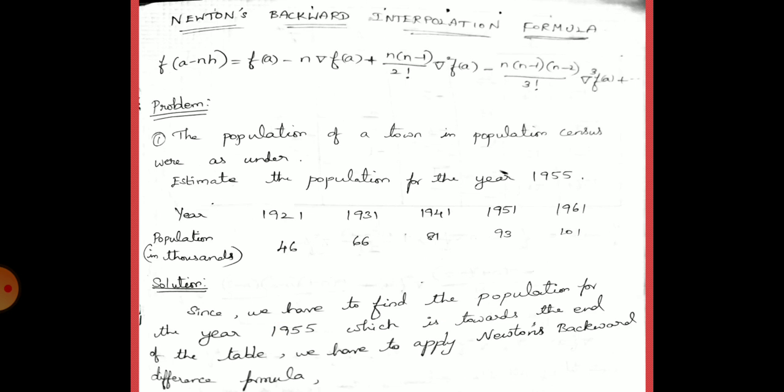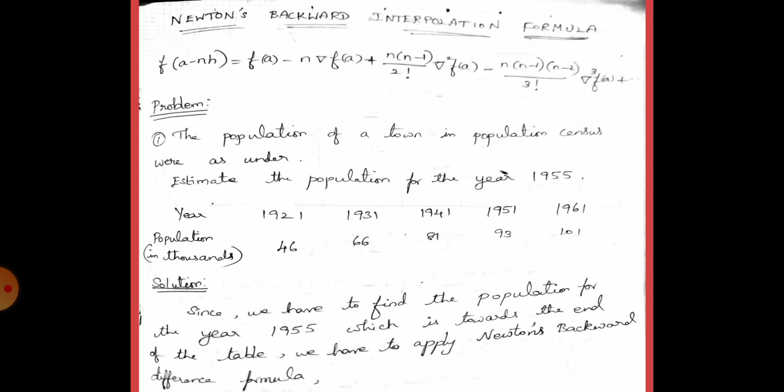So already I have told you that Newton's backward means the value which we are going to find should be at the end of the data. If it is at the beginning of the data, we should use Newton's forward interpolation formula. Since we are going to use the backward formula, it should be at the end of the data. The value which we are going to find should be contained in the end of the data. So it is called Newton's backward interpolation.